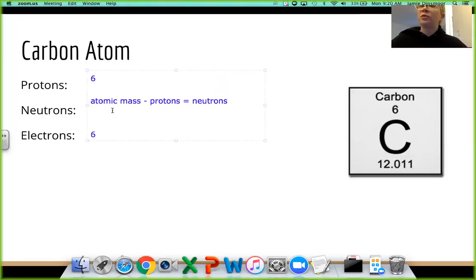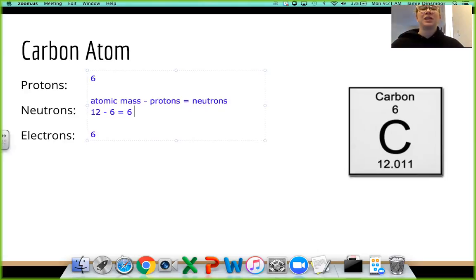We always round the atomic mass, right? If it's 0.5 or higher, you round up. If it's 0.4 or lower, you round down. So we're going to round carbon's atomic mass down to 12. We subtract our number of protons, which is 6, and we get that carbon also has 6 neutrons. That's right, 6 protons, 6 neutrons, 6 electrons.